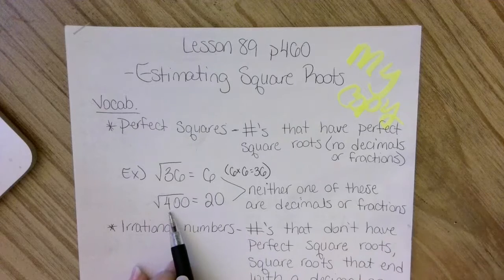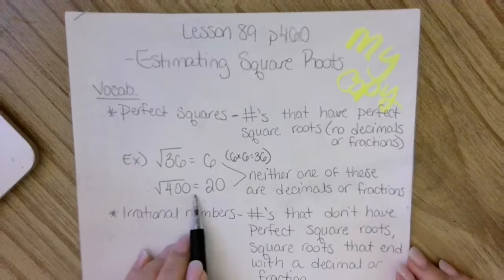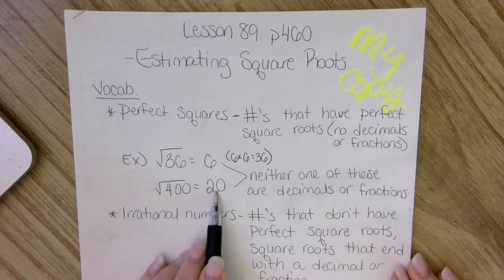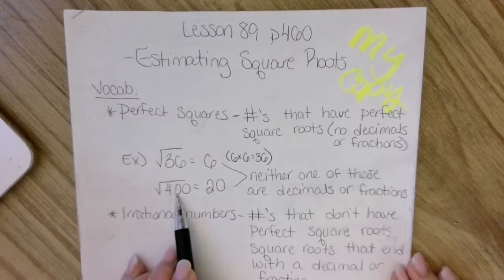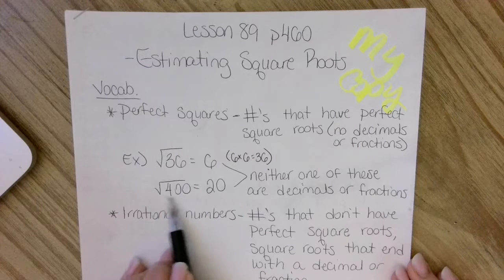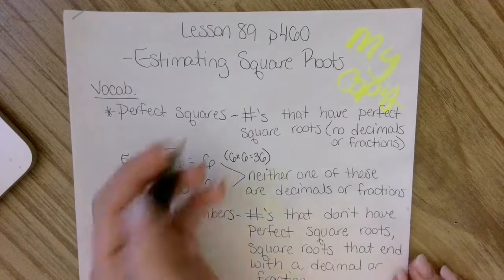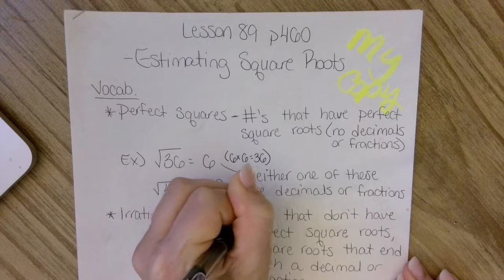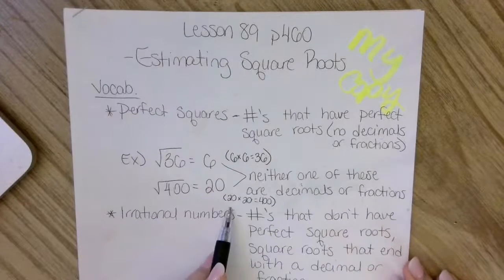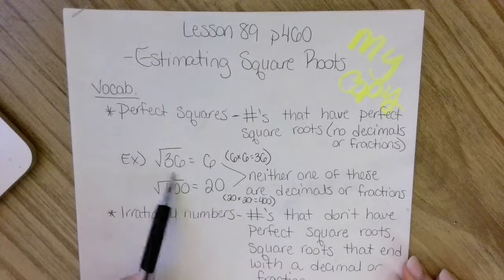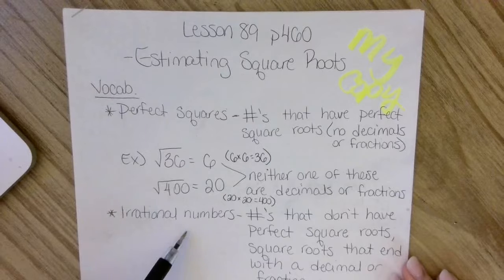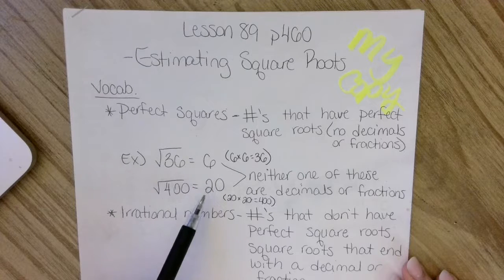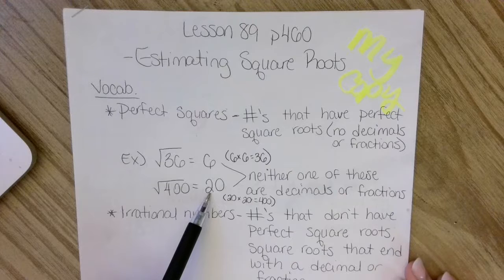Okay, and then let's say I have 400. 400 is another perfect square. So I know 20 times 20 gives me 400. So the square root of 400 is 20. And I can write in parentheses 20 times 20 is 400, just so I know where that came from. So both 36 and 400 are perfect squares. That's because their square root answers are not a decimal or a fraction. They are both whole number answers. So they are perfect squares.